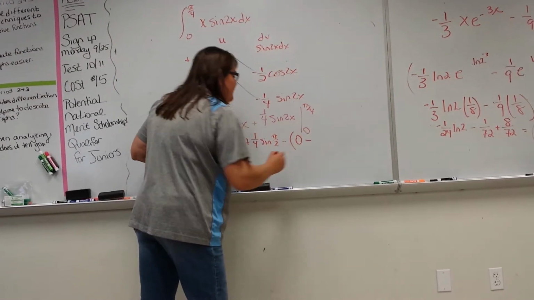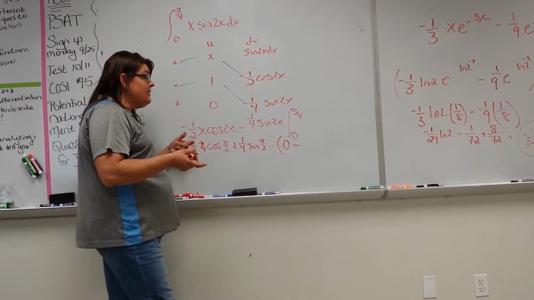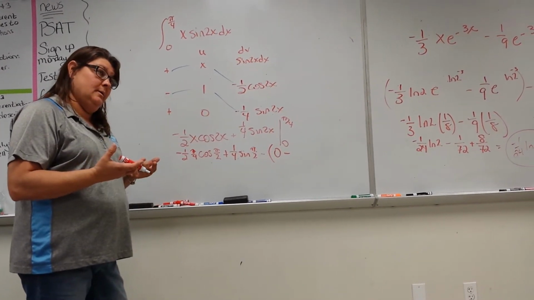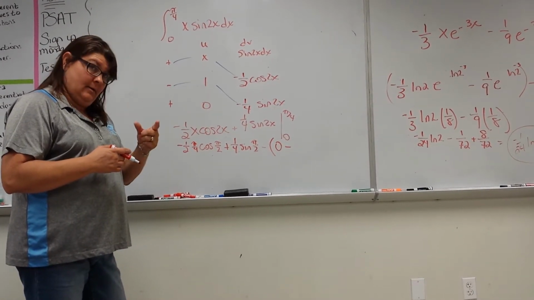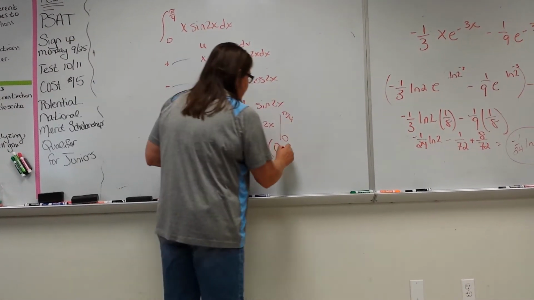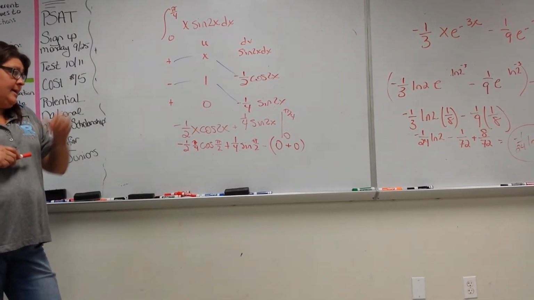So there's my 0. Now if I plug 0 in here, it's not necessarily 0, but in this case it is, because sine of 0 is 0. So this is plus 0, divided by 4. We have to make sure we take the 4 into account.